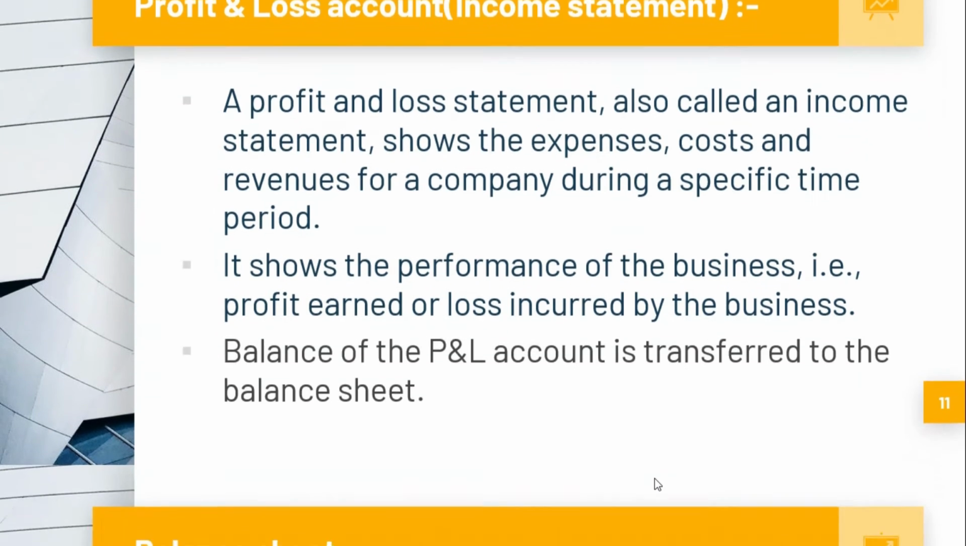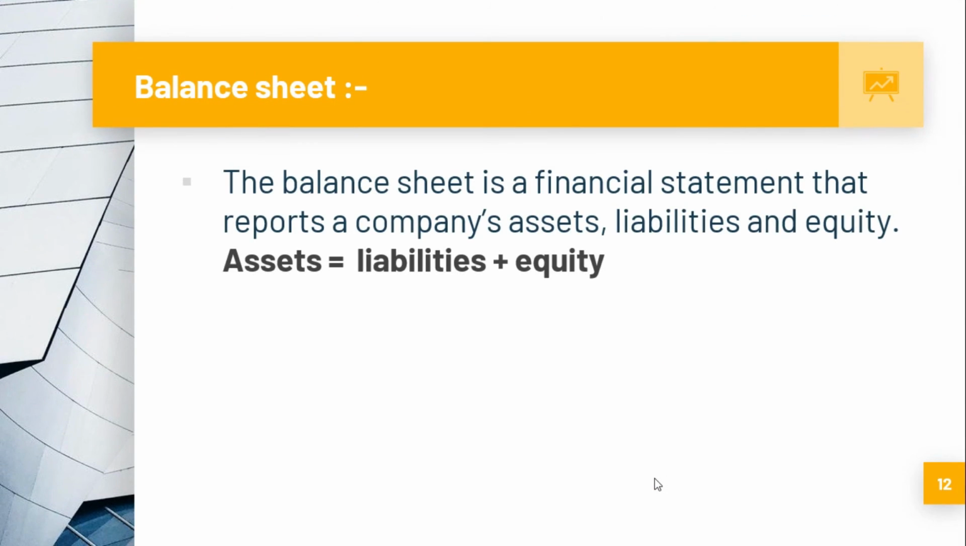So now let's understand what is balance sheet. The balance sheet is a financial statement that reports a company's assets, liabilities, and equity. The balance sheet is divided into two parts. On one side, you have the asset, and on the other side, you have the liabilities. The liabilities include the liabilities of the company and the shareholders' equity or the money invested into the business by the shareholders. And in the balance sheet, the asset side and the liability side will always be equal. That is, if the assets are equal to 100 rupees, the liability side will also be equal to 100 rupees. The balance sheet is always balanced.